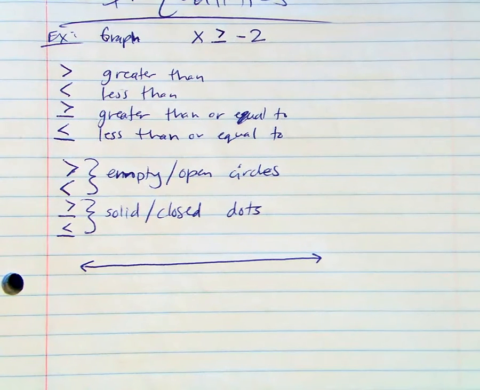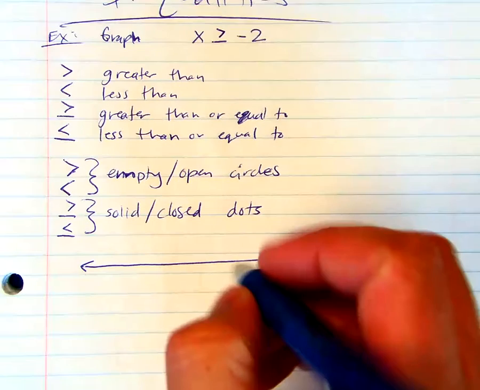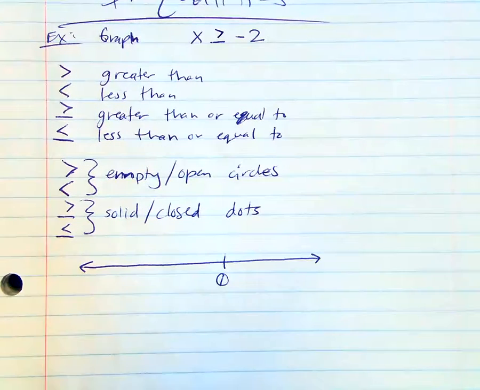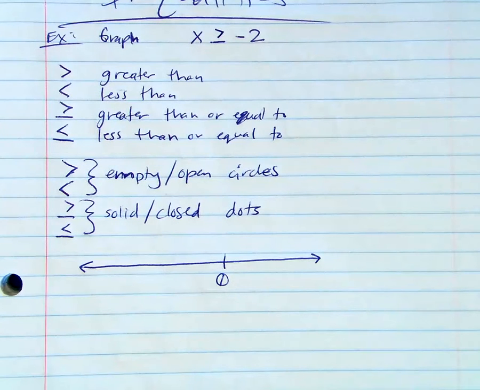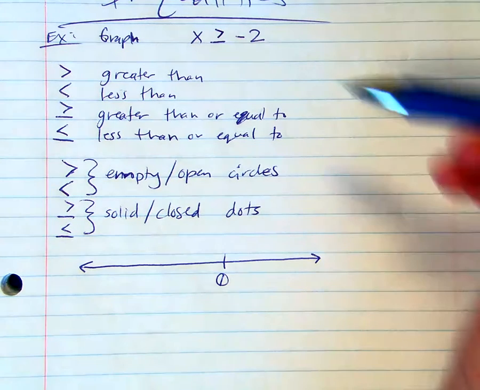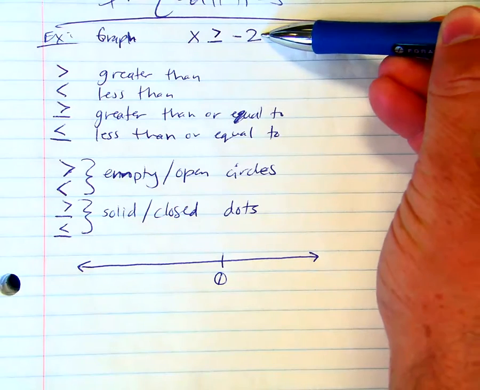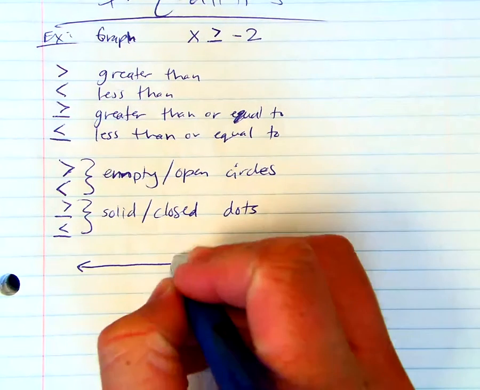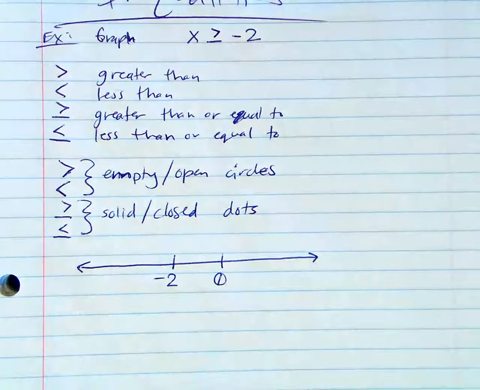One thing I always need you to put as a point of reference is 0. A lot of people just put 0 right in the middle. You can put it off to one side, it doesn't matter. And you always need to have the number that's in the solution. So in this case, -2 needs to be on my number line, which should be to the left of 0.